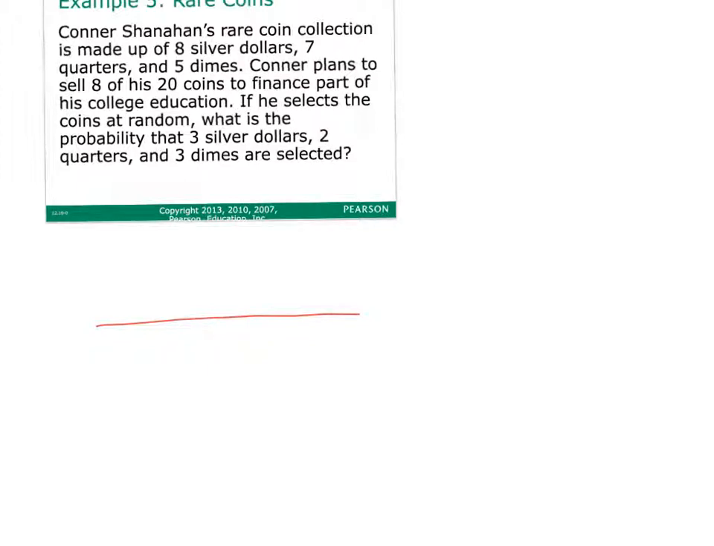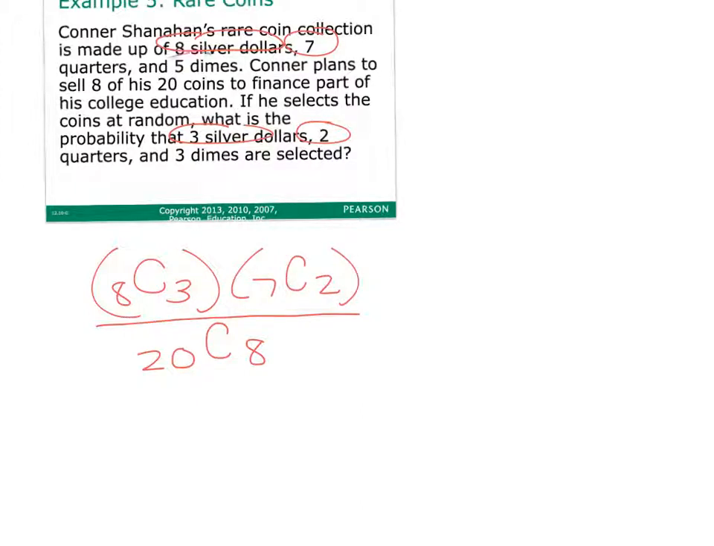So Connor has 20 coins total, and he's going to sell 8 of those. So 20 combination 8 will be all the different number of ways Connor could randomly select 8 coins from his pile. Now, they have a specific way they want it to happen. He has 8 silver dollars, and he wants to randomly select 3, so that would be 8 combination 3. He has 7 quarters, and he wants to randomly select 2, so that would be 7 combination 2. And he has 5 dimes, and he would like to randomly select 3, so that would be 5 combination 3. And remember, you have to multiply those 3 events together in the numerator.